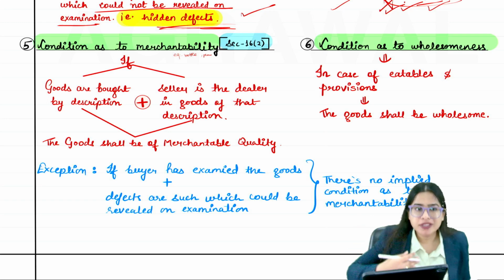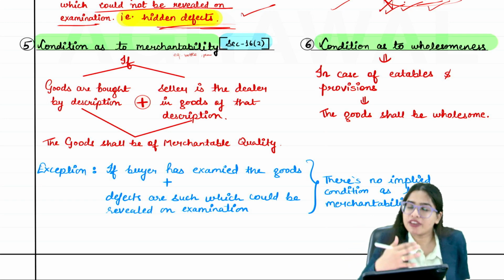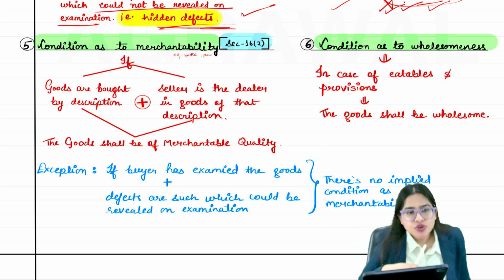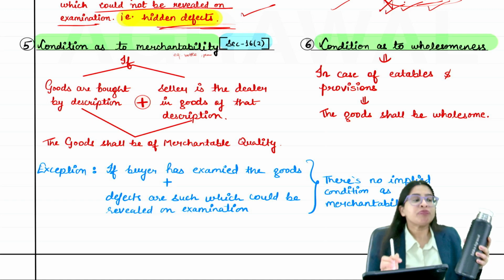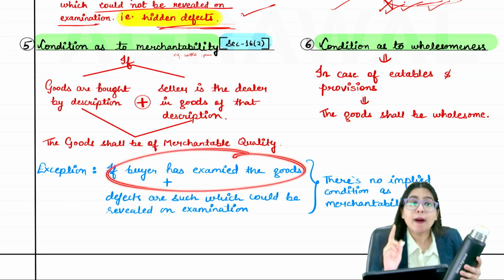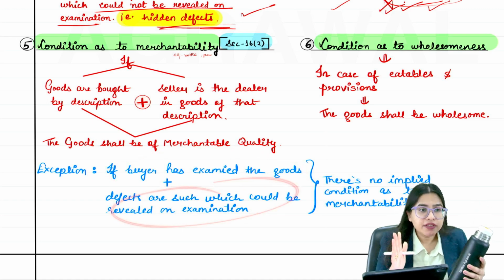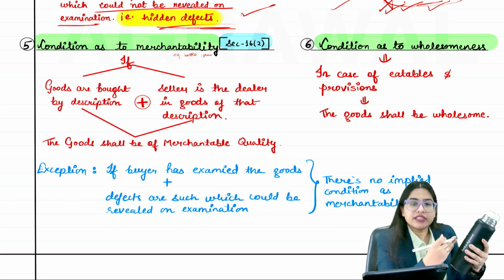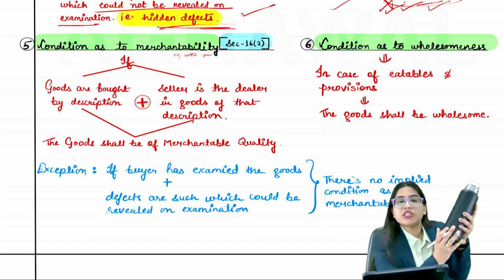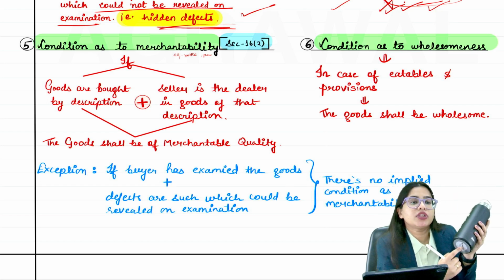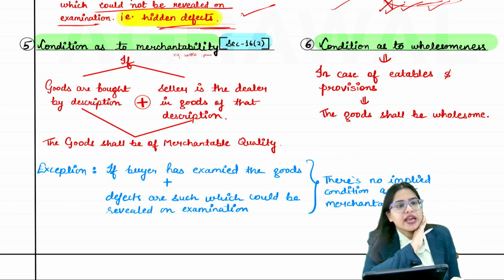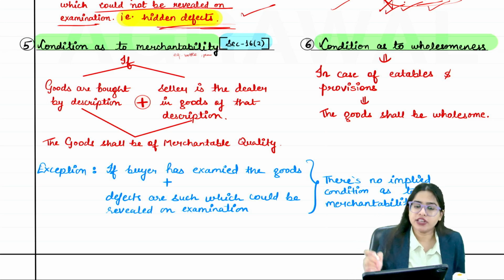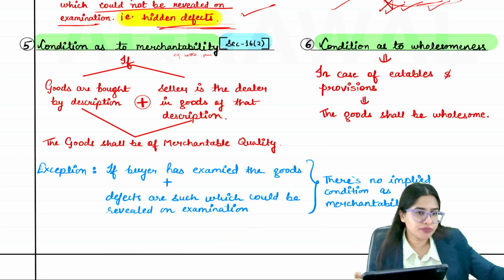Let the buyer beware means before buying anything you should also check if it is proper or not. It is your responsibility to check any goods, whether it is free from defects or not. So if the buyer has examined the goods and defects are clearly visible, defects that could be easily revealed on examination, like if you check the bottle from all sides, you can easily see there is a hole in the bottle, then there is no implied condition as to merchantability. In that case I cannot return the bottle, I will not get the refund. This is all about implied condition of merchantability.